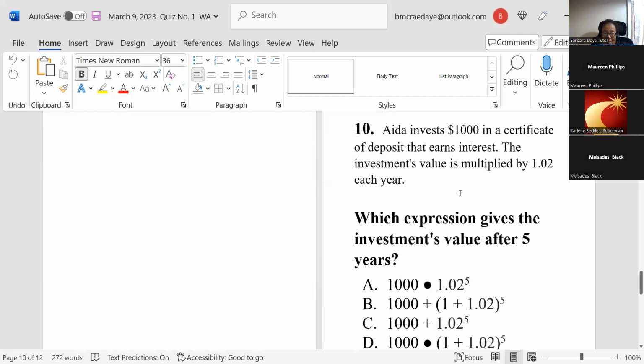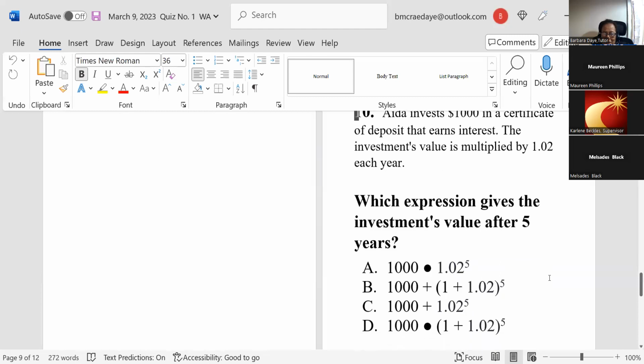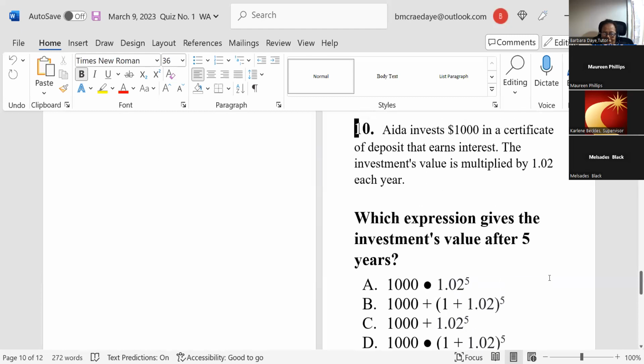Oh, yes. I remember now. Ida invests $1,000 in a certificate of deposit. We call that a CD, right? That earns interest. The investment value is multiplied by 1.02 each year. Which expression gives the investment value after 5 years? Maureen, what did you have? I think I had D. Okay, what did you have, Mercedes? I think I chose C.